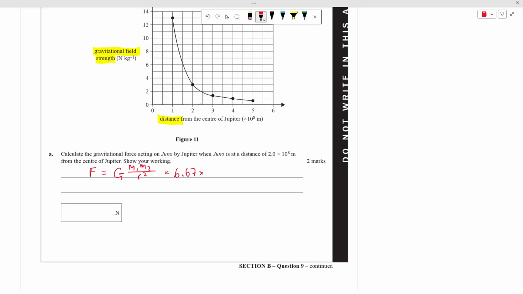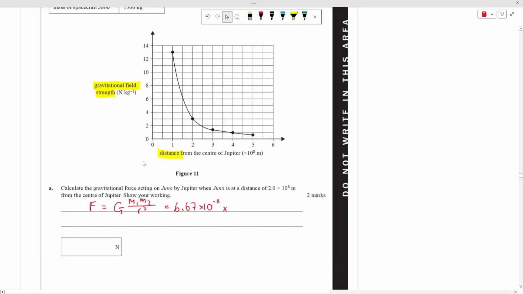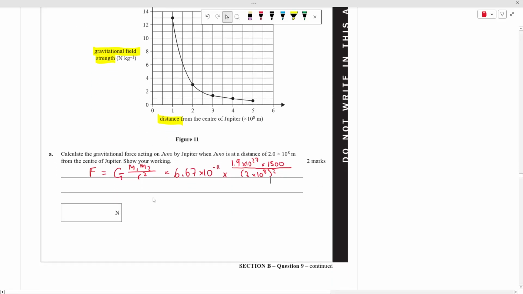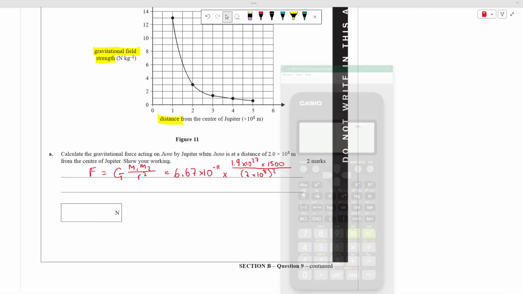6.67 times 10 to the negative 11 times the mass of each of those things multiplied together. So 1.9 times 10 to the 27 times the mass of Juno, which is 1,500, over 2 times 10 to the 8 squared. Just being careful to square the 2 as well. Right, calculator time.